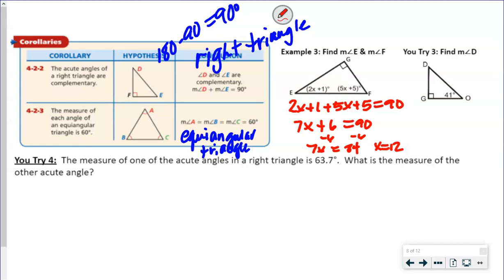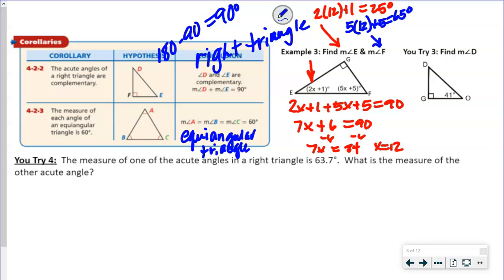So now to find these angles, for this first one right here, for angle E, we're going to go 2 times 12 plus 1. That's going to be 24 plus 1, which is 25. So that's the measure of angle E right there. Then we're going to find the measure of angle F. So this time we're going to do 5 times 12, that's 60, plus 5, that is 65, right? So 65 plus 25, what is that? 5 plus 5 is 10, 6 plus 2 is 8, plus another one is 9. So right, that is my angle F right there, okay?